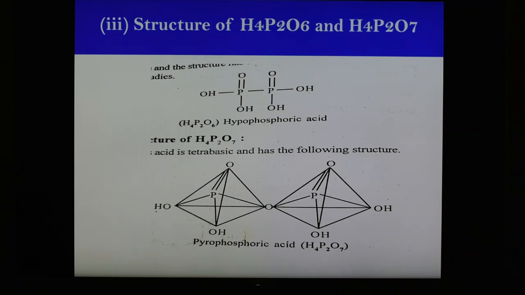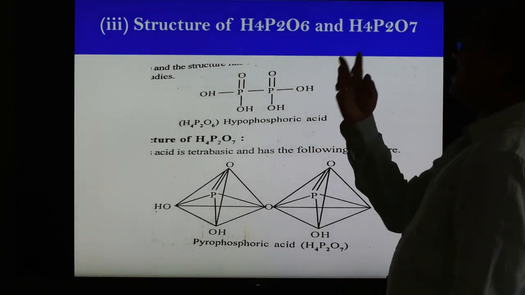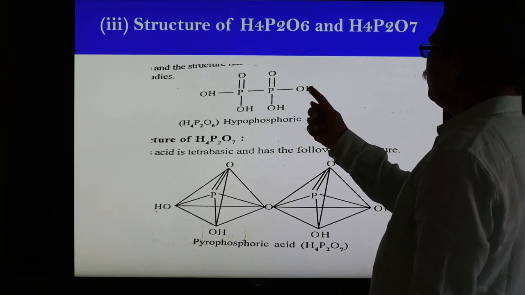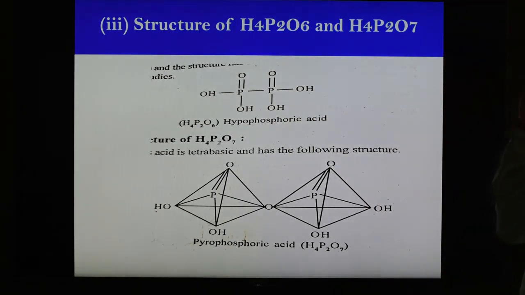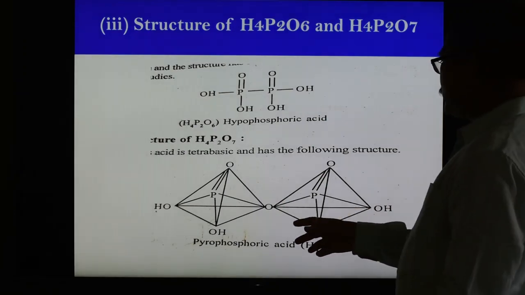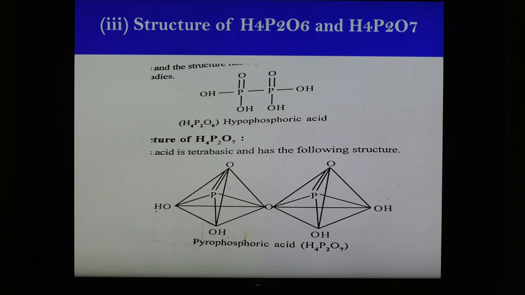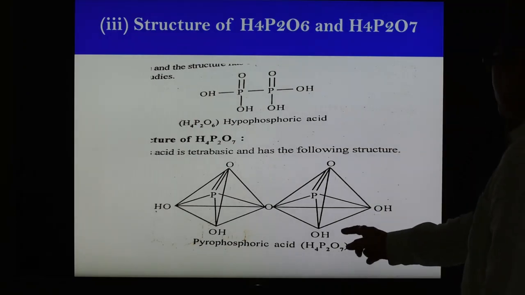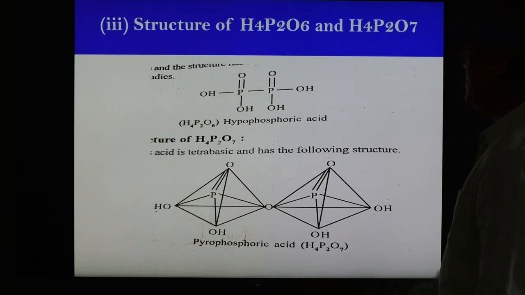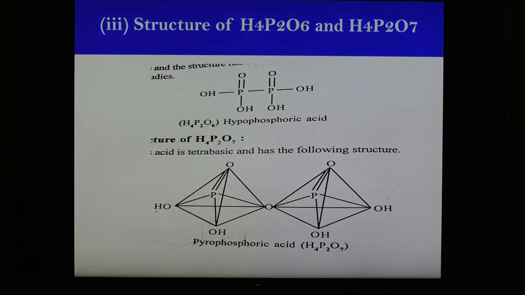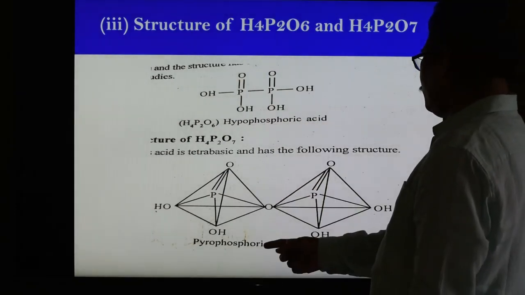Both are tetrabasic, and tetrabasic means there are four replaceable hydrogens. So this is the structure: 1, 2, 3, 4 OH groups are there, and therefore there are four replaceable hydrogen atoms. The structure of pyrophosphoric acid H4P2O7 is shown, having POP bonding. The first one is hypophosphoric acid, and the second is pyrophosphoric acid.